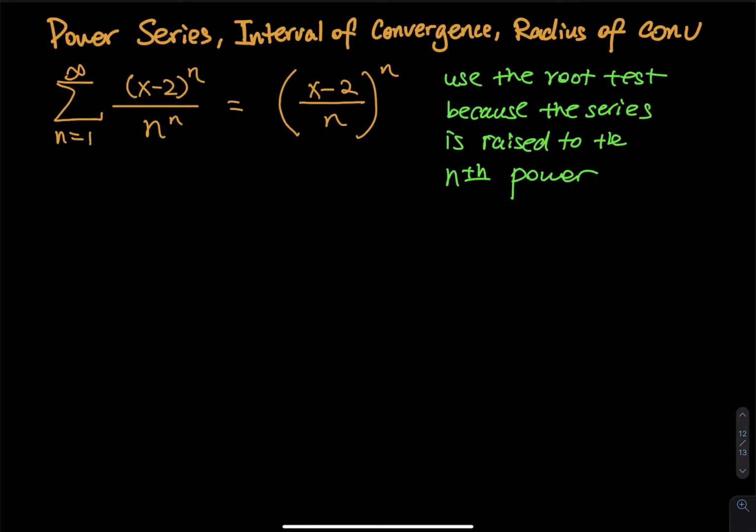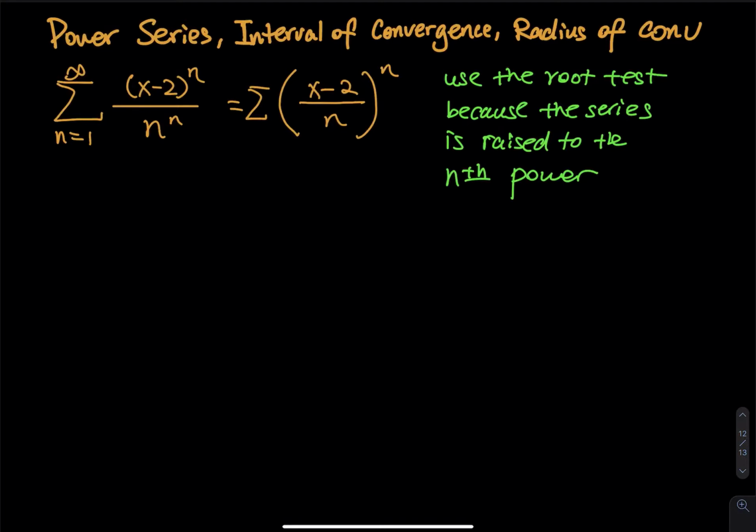Determine the interval of convergence and radius of convergence of this power series. The reason I picked this problem is because this series is raised to the nth power. So we have (x minus 2) raised to the n, and on the bottom we have n raised to the n. So overall, we have the entire series raised to the nth power.